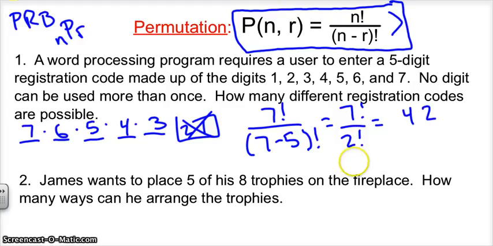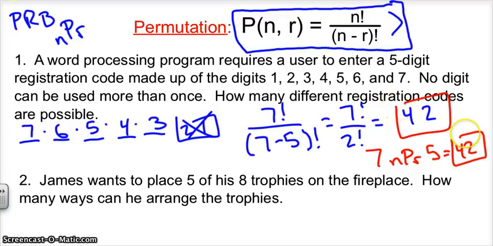Well, I would hit 7 first, because it's the big number, the number that you're choosing from. Then you would hit the PRB button on your calculator, and then the nPr button, and it would show up something like this, and then you would hit the amount you're selecting from those 7. So I would hit 5, enter after that, and guess what? You're going to get 42, which matches this answer up here.